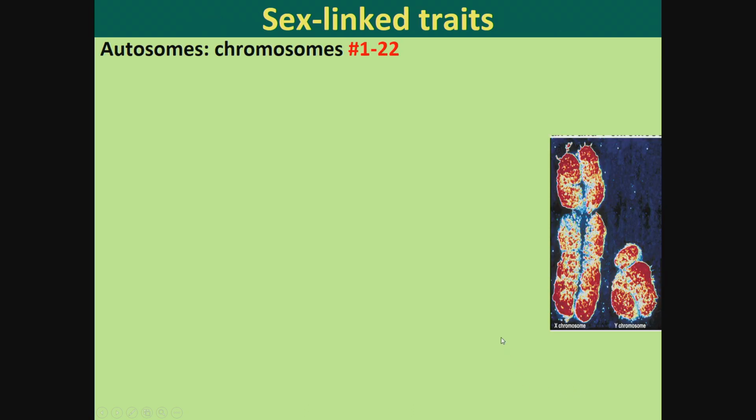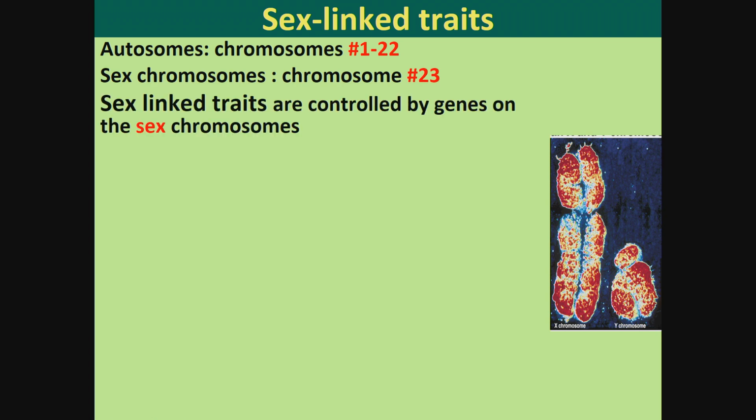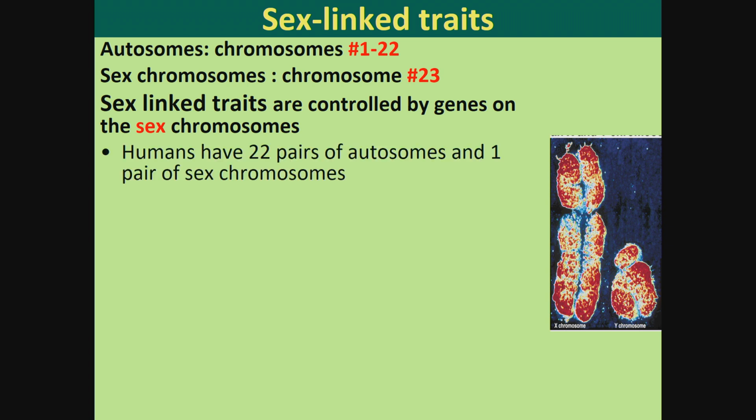Remember that autosomes are chromosomes numbers 1 through 22. The sex chromosomes are chromosome number 23. Sex-linked traits are controlled by genes on the sex chromosomes. Humans have 22 pairs of autosomes and 1 pair of sex chromosomes. Males are XY, females are XX.